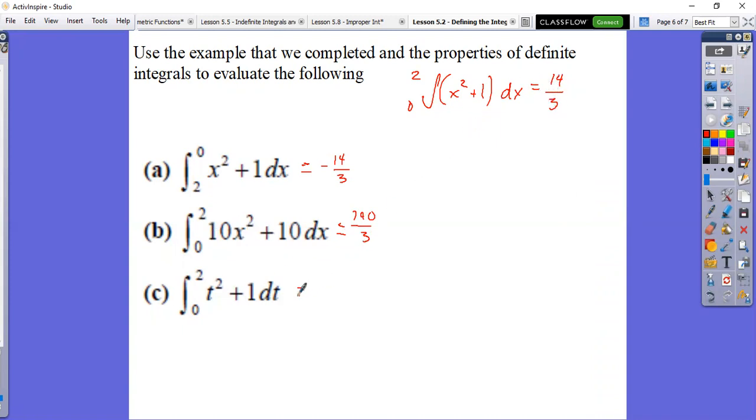And then this third one, I notice this is the same integral. I've just changed the variable that I'm integrating with respect to. So nothing's going to change. I've just changed this to a t instead of an x. So if this is the integral of x squared plus 1 dx, then the integral of t squared plus 1 dt would also be 14/3.